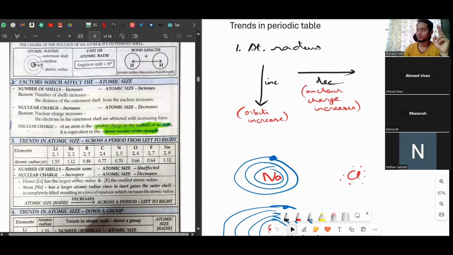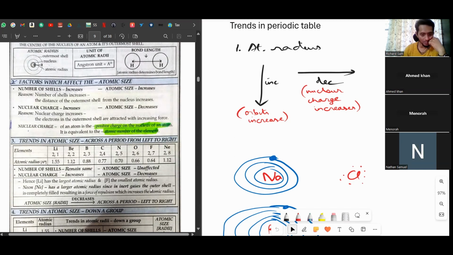Nuclear charge increases because the number of protons and electrons are increasing. Here they've given a relationship. Since the number of shells remains the same, atomic size is supposed to be unaffected. But because of the increase in nuclear charge, the atomic size is decreasing. Hence lithium has the largest atomic radius, 1.55. But neon has a larger atomic radius since it is inert.